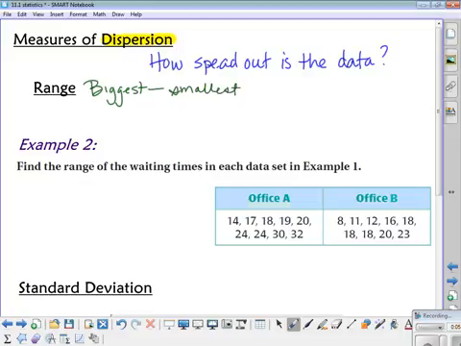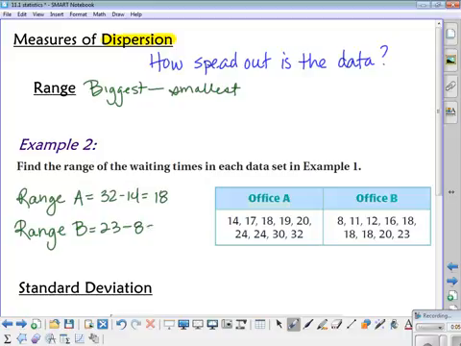Pretty straightforward. We already found the range for Office A, which was 32 minus 14, or 18. And so what's the range for Office B going to be? Well, the biggest number is 23, and the smallest number is 8, so that comes out to 15, yes. Okay, so that's all review stuff.